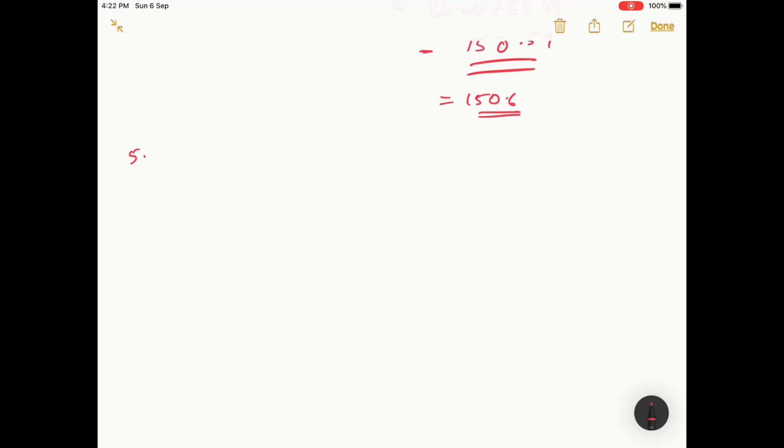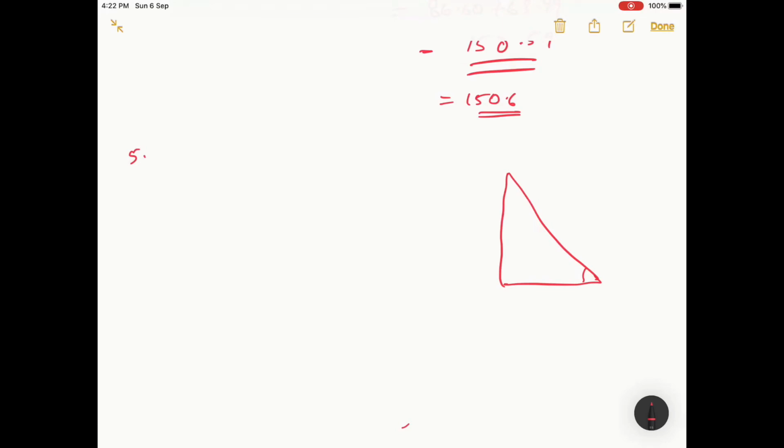A kite is attached to a string. Find the length of the string when the height of the kite is 60 meter. So the kite is attached to the string, so again it forms a triangle. Okay.